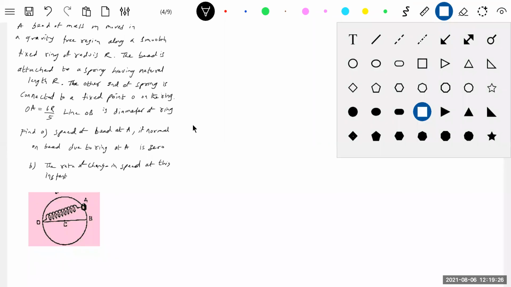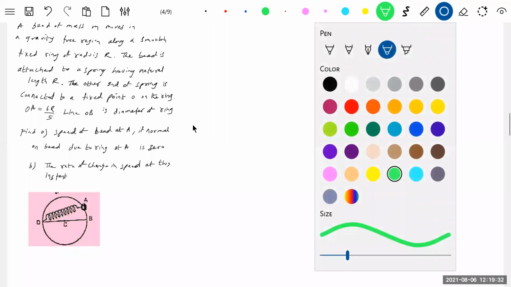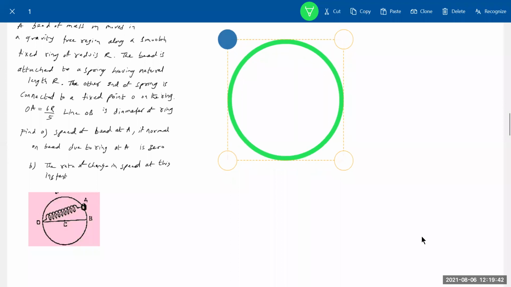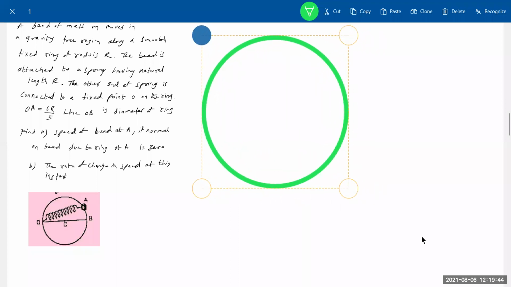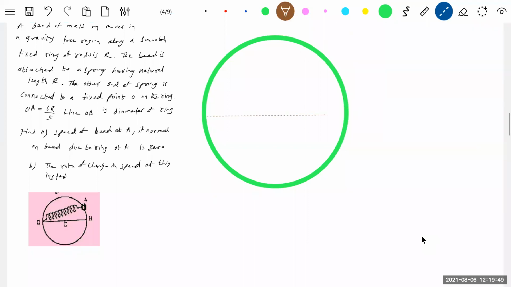Draw the diagram, please draw the diagram. This is again a very fundamental one. We are bringing the frictional force and the spring force into the picture. I'll give a better diagram. Yeah, you can see this one. We have a diameter. Then we have a spring. One end of the spring is connected here. And here is a bead.